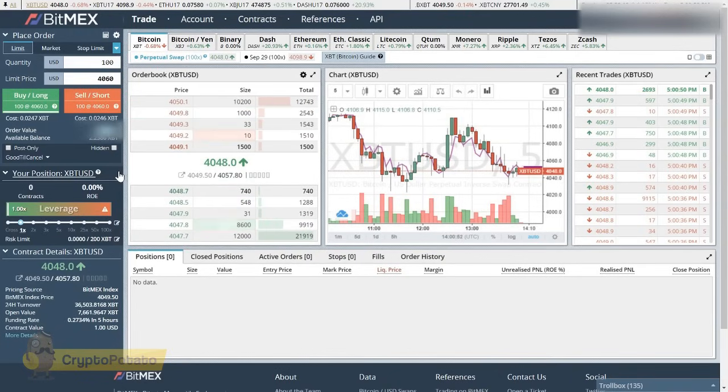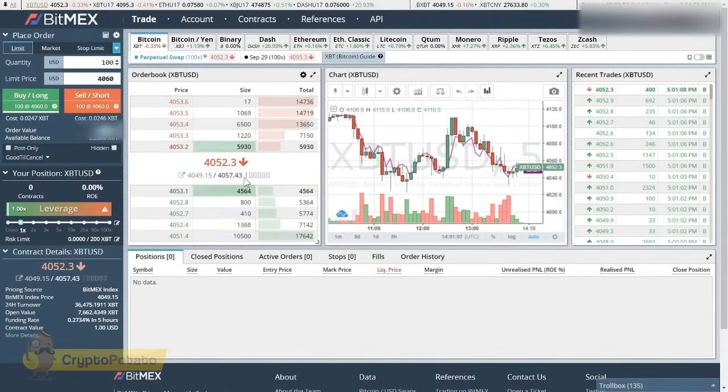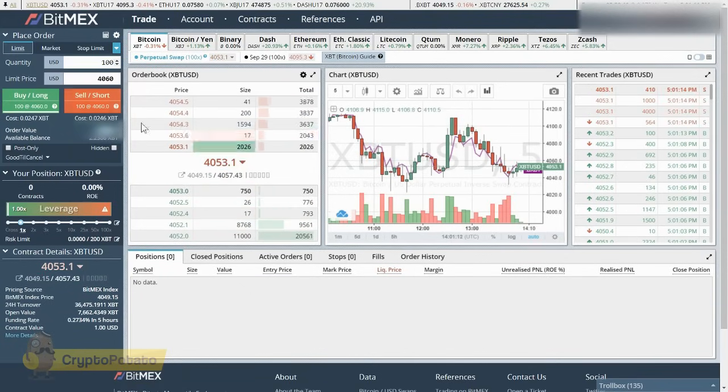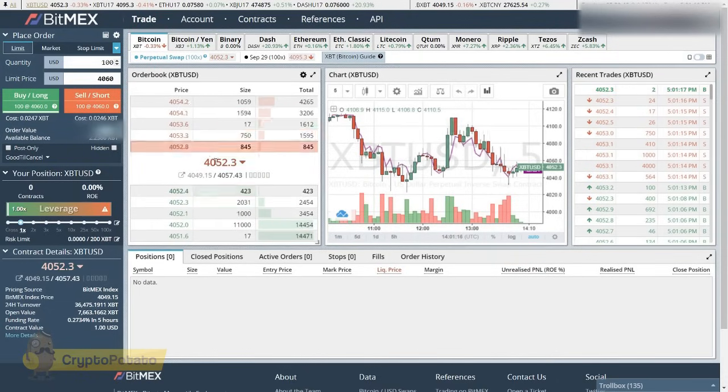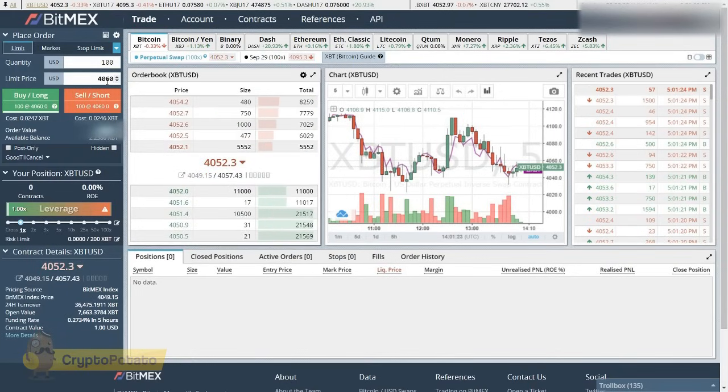We will open a sample position now. We will set the quantity to be $100. So we will update the price according to the market. We see now the price is around $4,050. In case we want to open the position immediately, we'll set the price to be a little bit higher than the actual price. So we'll set it here, you see, to 4,060.